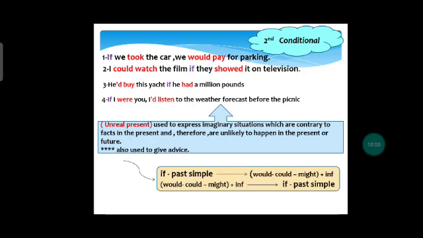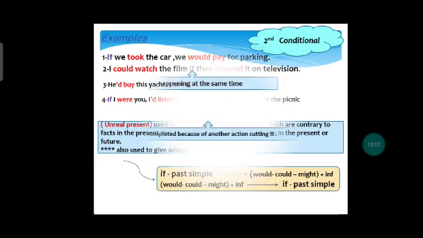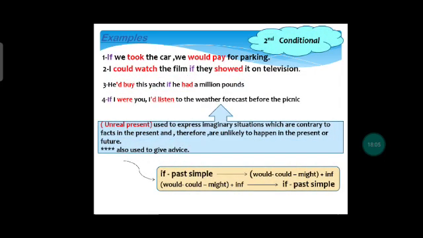Okay? So we use the second conditional, as we said before, to talk about something which is unlikely to happen in the present or future. But pay attention, if I were you, Mr. Islam. You said, if I were, and you asked us to make subject verb agreement. I takes was, not were. But here in the second conditional, we use were with all pronouns. I were? How come?